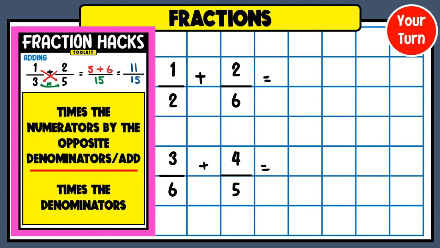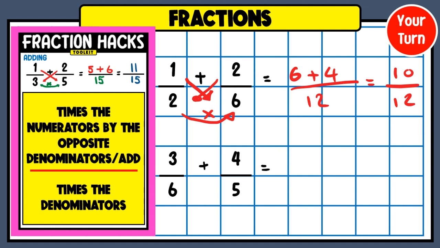So firstly, we got 1 over 2 add 2 over 6. I'm going to do the hack. Let's times the numerators by the opposite denominators. 1 times 6 is 6. And 2 times 2 is 4. And if I multiply 2 by 6, it gives me 12. So your answer should be 6 add 4 is 10 over 12.